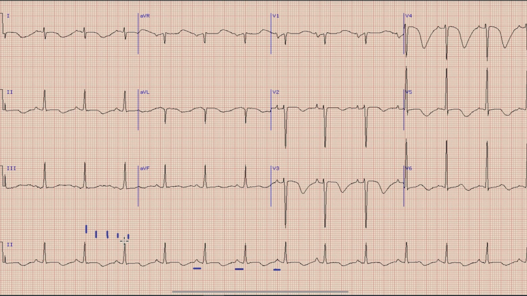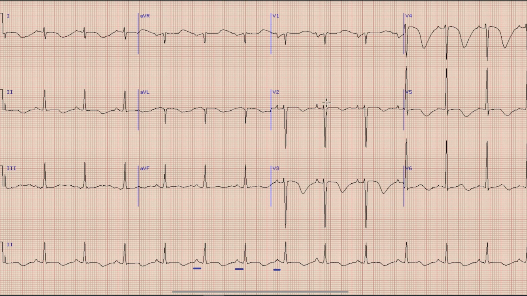This is not an accurate method to calculate heart rate, but it can give you an idea whether the patient has a heart rate within normal limits or the patient is bradycardic or tachycardic.